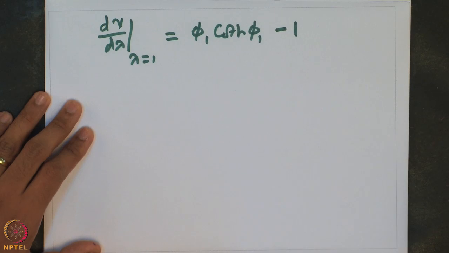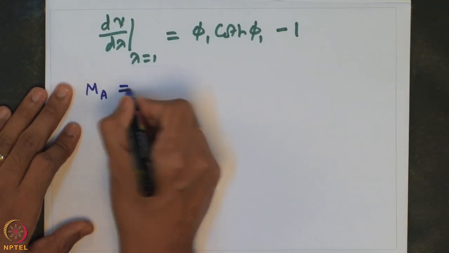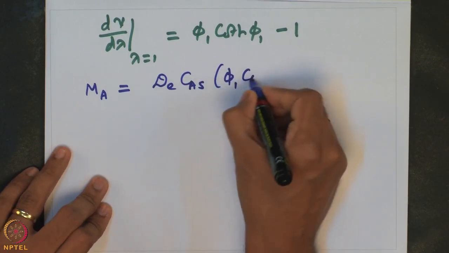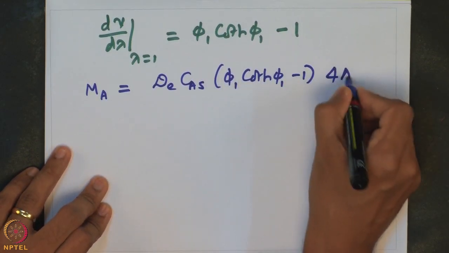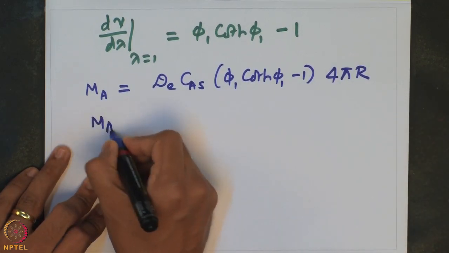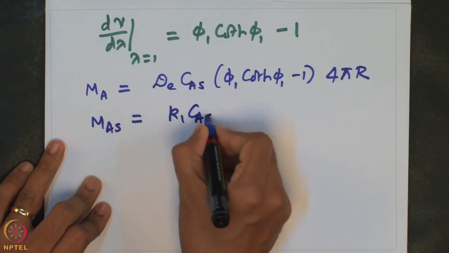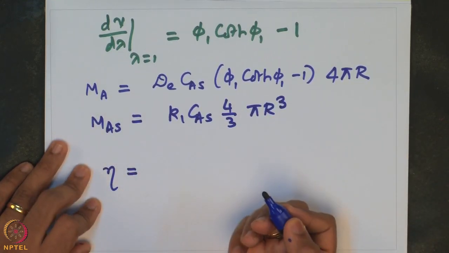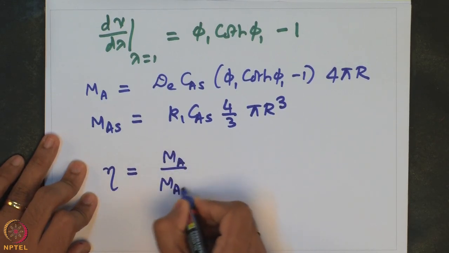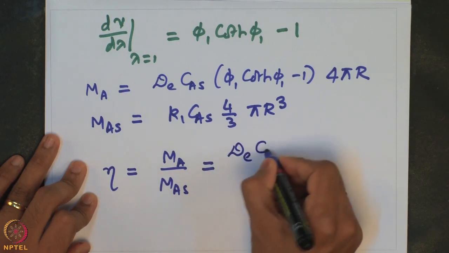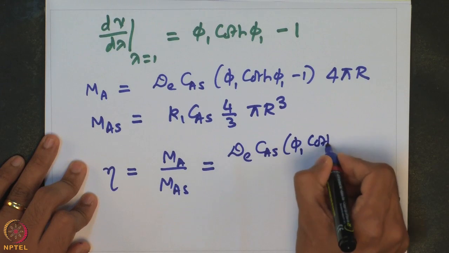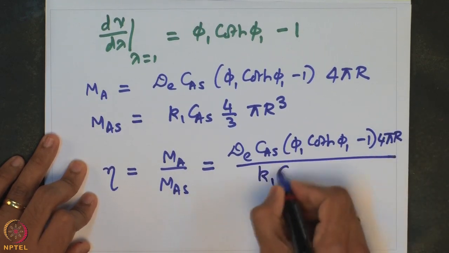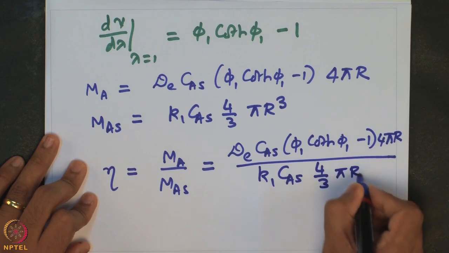So this we can substitute in the rate at which the species is consumed, that is MA, which is equal to DE CAS into phi 1 coth phi 1 minus 1 into 4 pi R. Now recall that MAS is equal to K1 CAS into 4 by 3 pi R cube. So, the internal effectiveness factor eta is given by MA by MAS, and that is equal to DE CAS into phi 1 coth phi 1 minus 1 into 4 pi R divided by K1 CAS into 4 by 3 pi R cube.